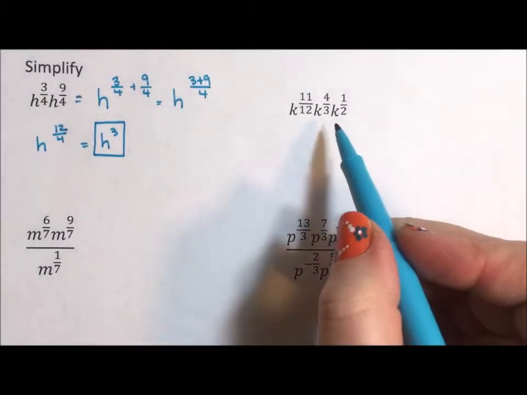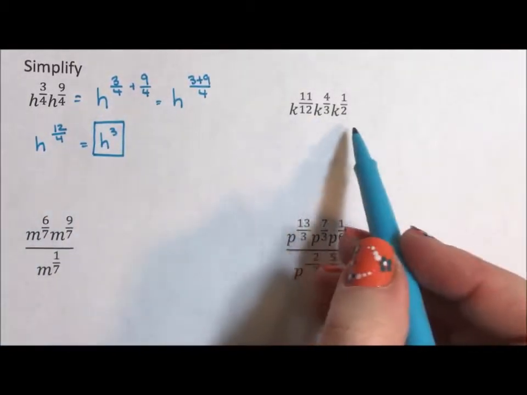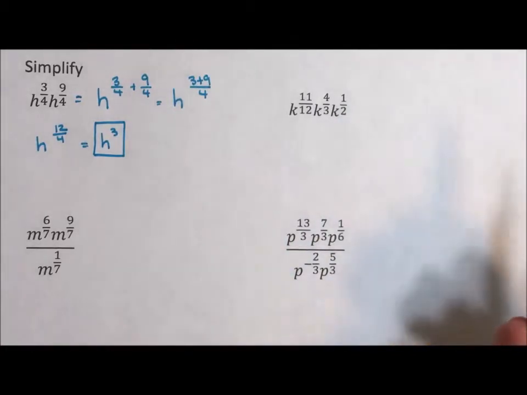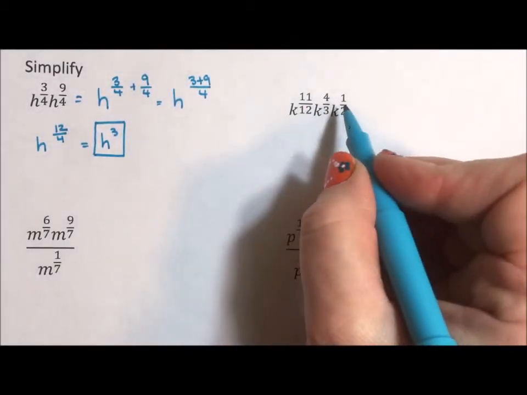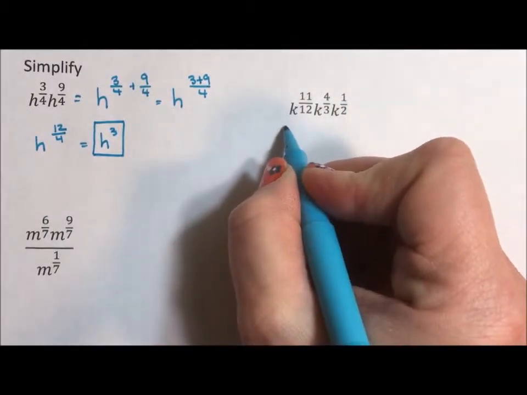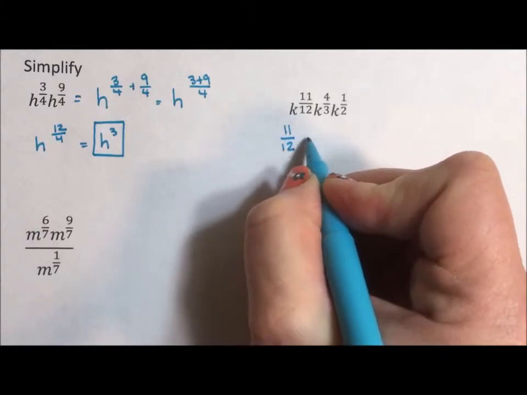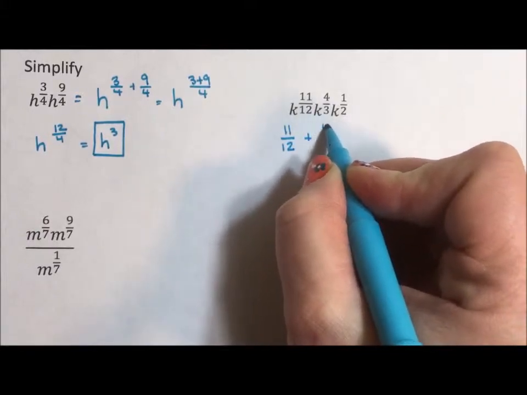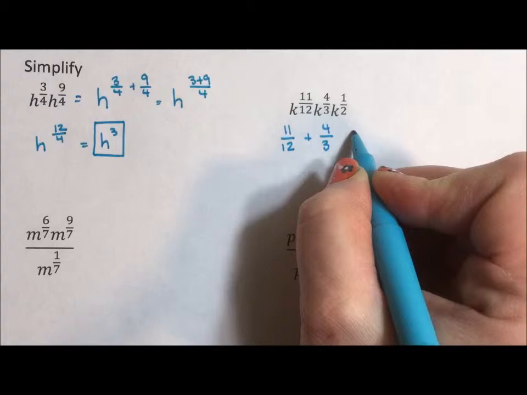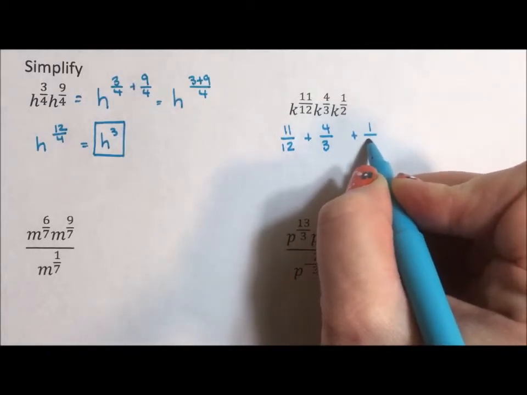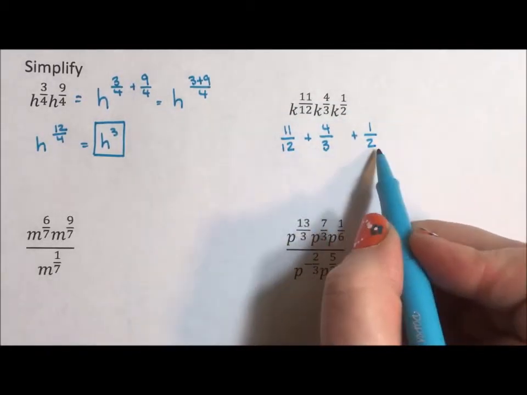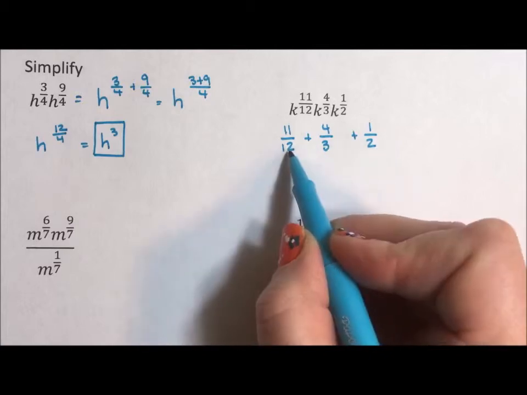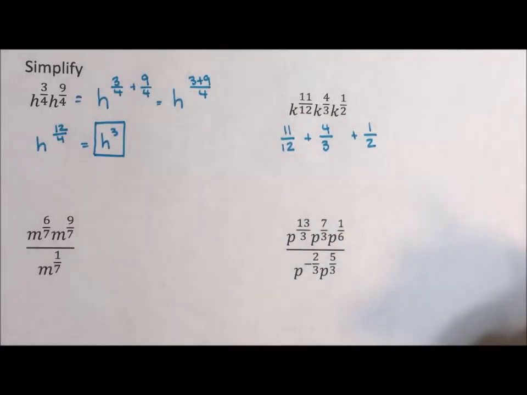Okay. For this next one, instead of keeping this in exponential form, because all of my denominators are different, I'm just going to focus on those fractions. I want to do 11/12 plus 4/3 plus 1/2. And to add my fractions, I need a common denominator. Because 3 and 2 both go into 12, 12 will be my common denominator.